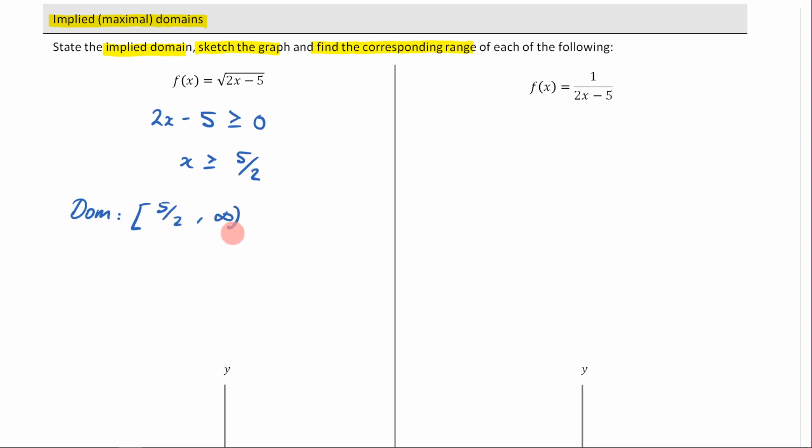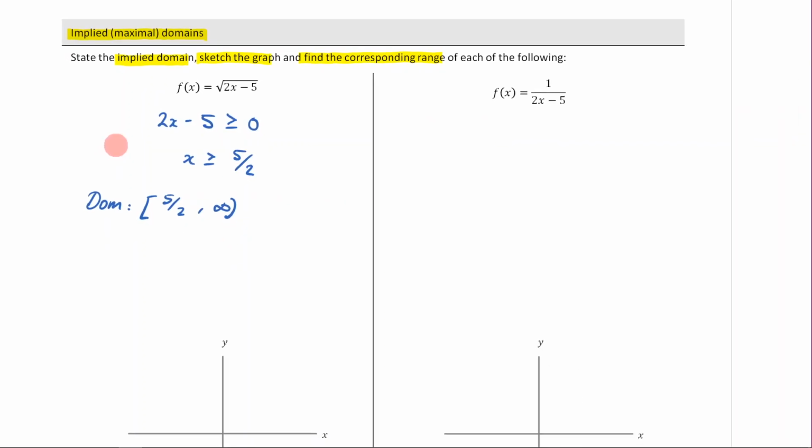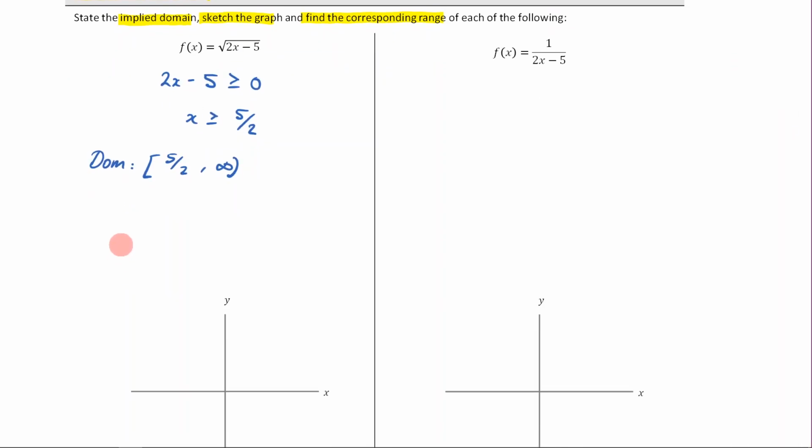Now, another way to think about this, and what can be helpful, is giving it a sketch. So we know that this graph is going to look like this. My endpoint is going to be 5 on 2, 0. So that's what the graph is going to look like. So I've got this endpoint right here, and it's going that way. Once I've drawn it, I can then easily identify what my range is going to be. It's going to be from 0 to infinity, like that. So from 0 going all the way up.